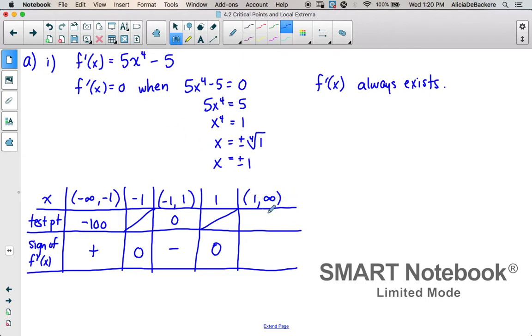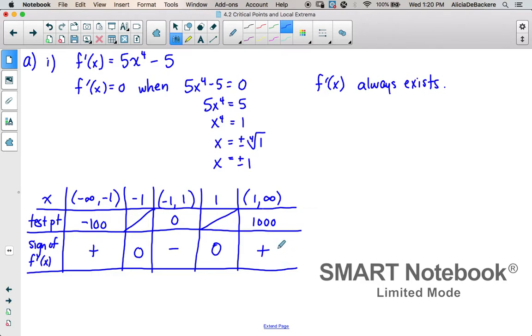And then picking a number bigger than 1. Again, you could pick 2 if you like, or you could pick something comically big here. Sometimes it actually makes it easier to do the math. So if I pick 1,000 and put it in here, 1,000 raised to the power of 4 is a huge number times 5, so a really big number. And I'm just subtracting 5 little pieces, so that's positive in that interval.